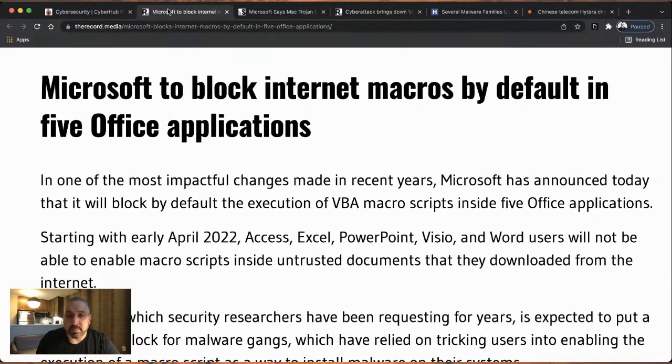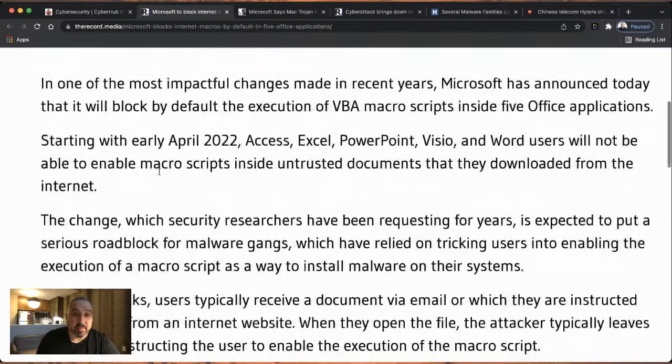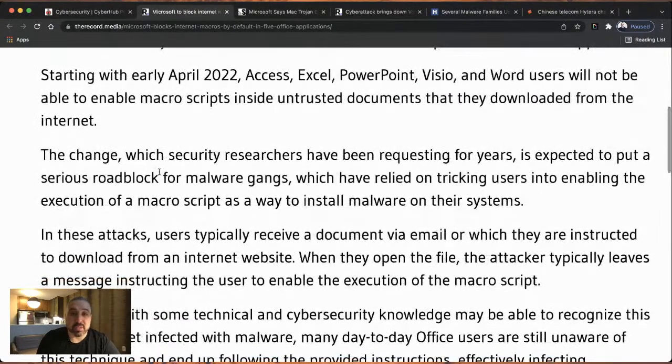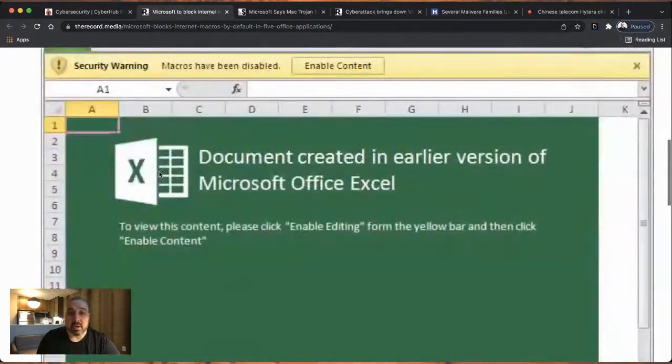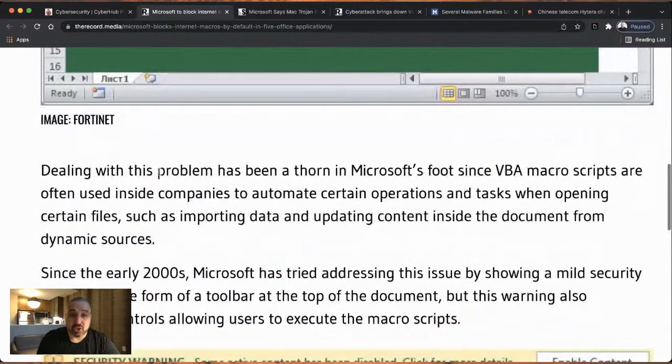Users will not be able to enable macro scripts inside untrusted documents that they've downloaded from the internet. This will be effective April of 2022, so we're just several months away from this big change. The change, which security researchers have been talking about for years, and I know many practitioners, is expected to put a serious roadblock for malware gangs which have relied on macro scripts in order to install malware on systems. So these are going to be very significant changes.